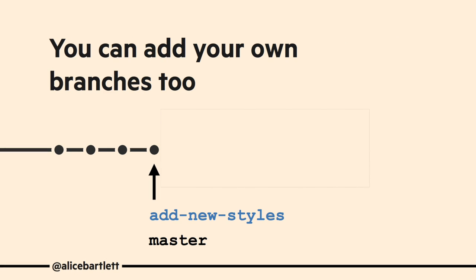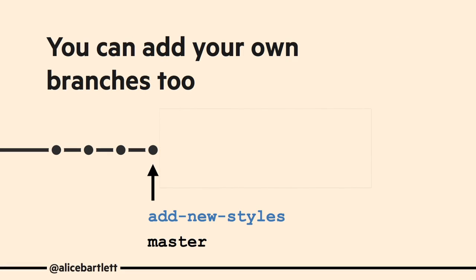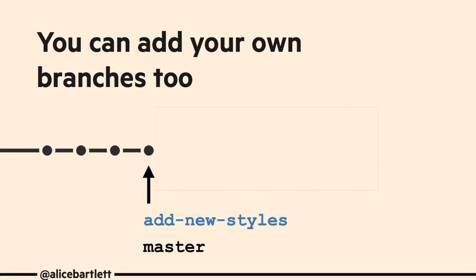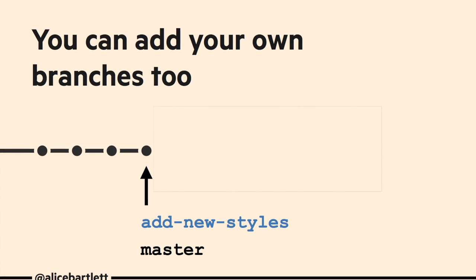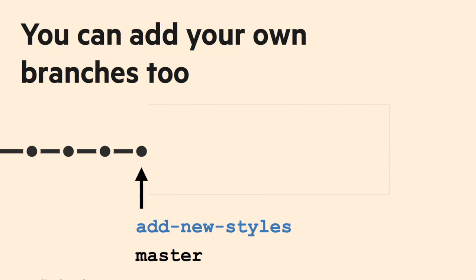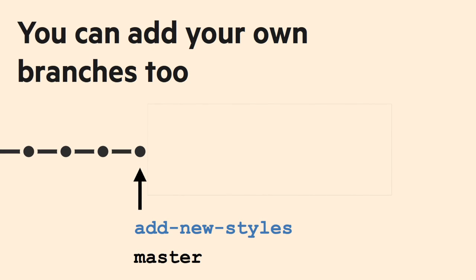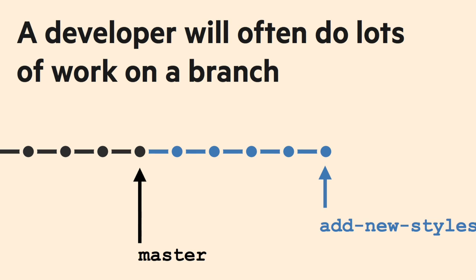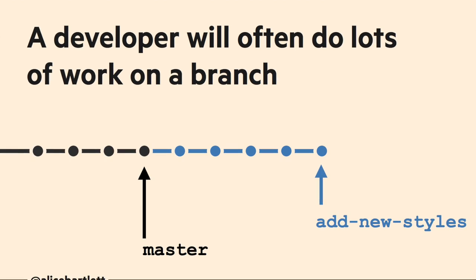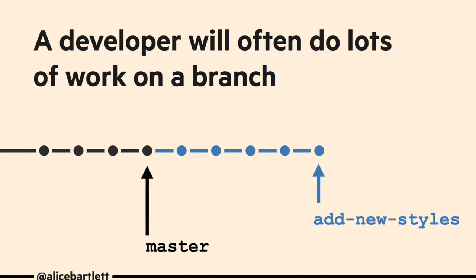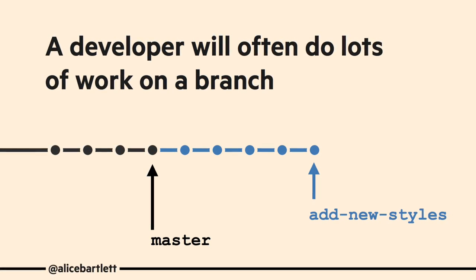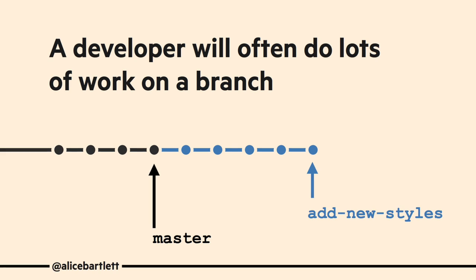So here, I've added a new branch called add new styles. I haven't made any commits on that branch. There is now a branch called add new styles, and it's exactly the same as master. I can checkout between those two branches, but there's no differences because I haven't done anything yet. So a developer will often do lots of work on a branch. Now master's stayed there, but I've done some new commits, and my branch is pointing at the end of those new commits, where I'm adding some mysterious new styles.